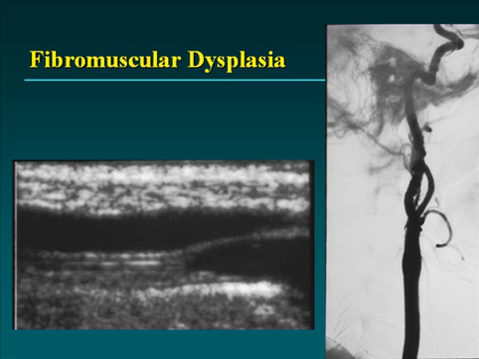Here's an example of fibromuscular dysplasia. Again, this is the carotid artery, and you see the wall thickening. Here is the classic appearance on angiography, the beaded appearance of the internal carotid artery in this case.